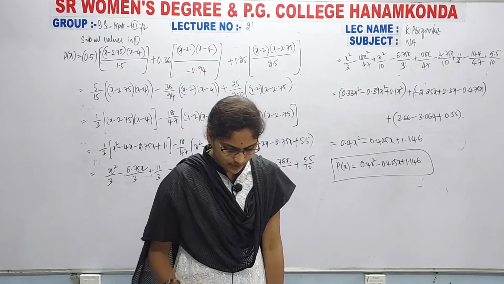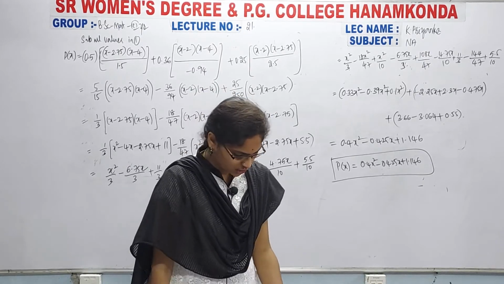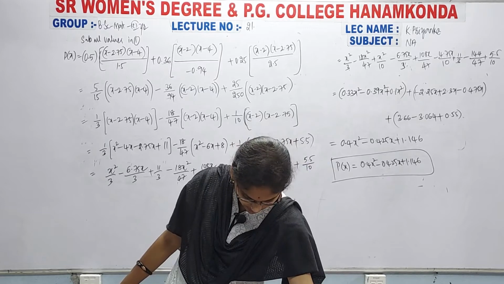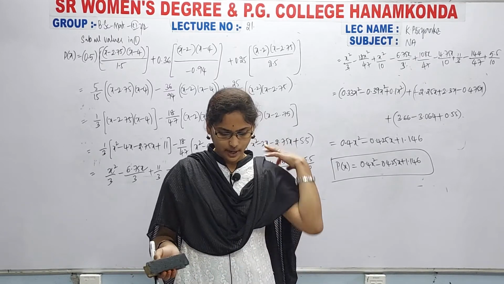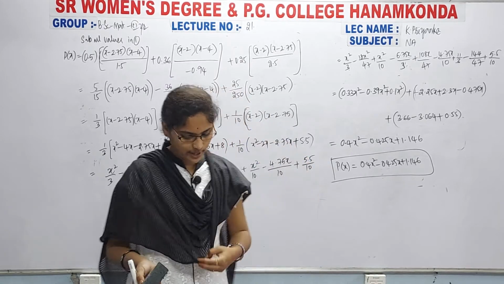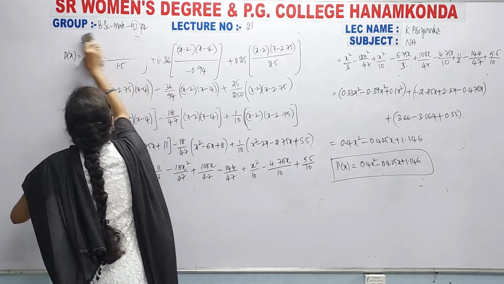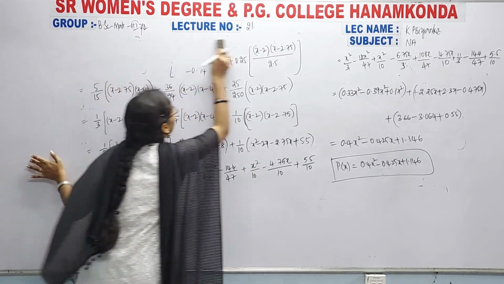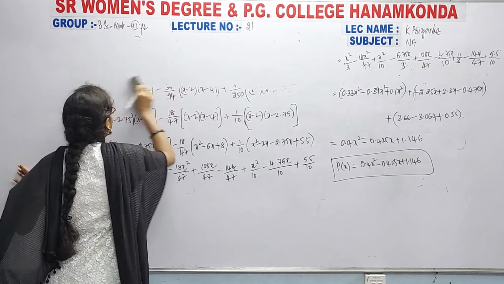Okay. So next we have that b bit. What they are asking: use this polynomial to approximate f of 3 is equal to 1 by 3. Now write down my b bit, an approximation to f of 3 is equal to 1 by 3.